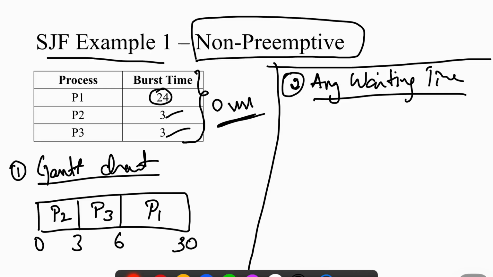Finding the average waiting time. How do I find the average waiting time? Now this is simple here. I have P1 process. How much time did it wait before initially starting the execution? It waited for 6 milliseconds.